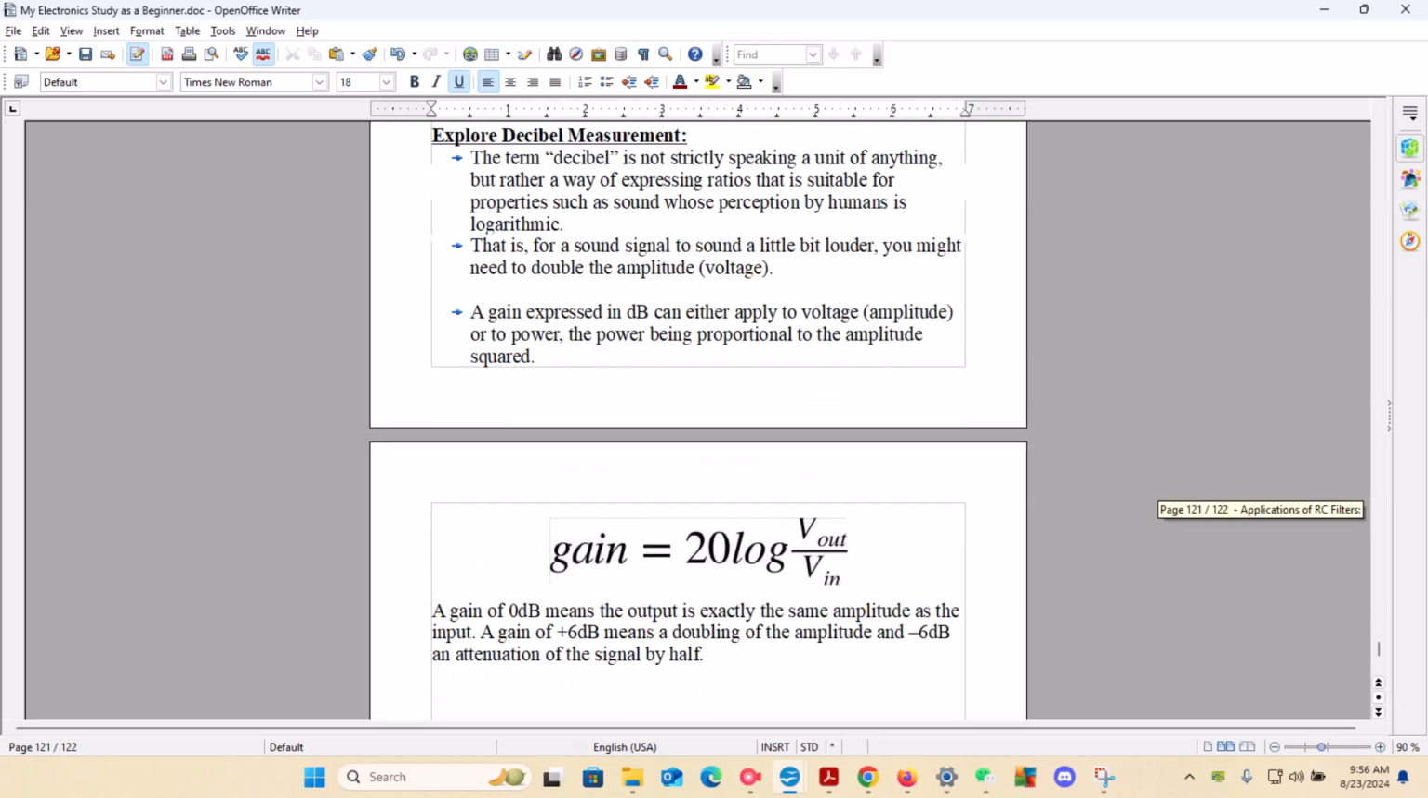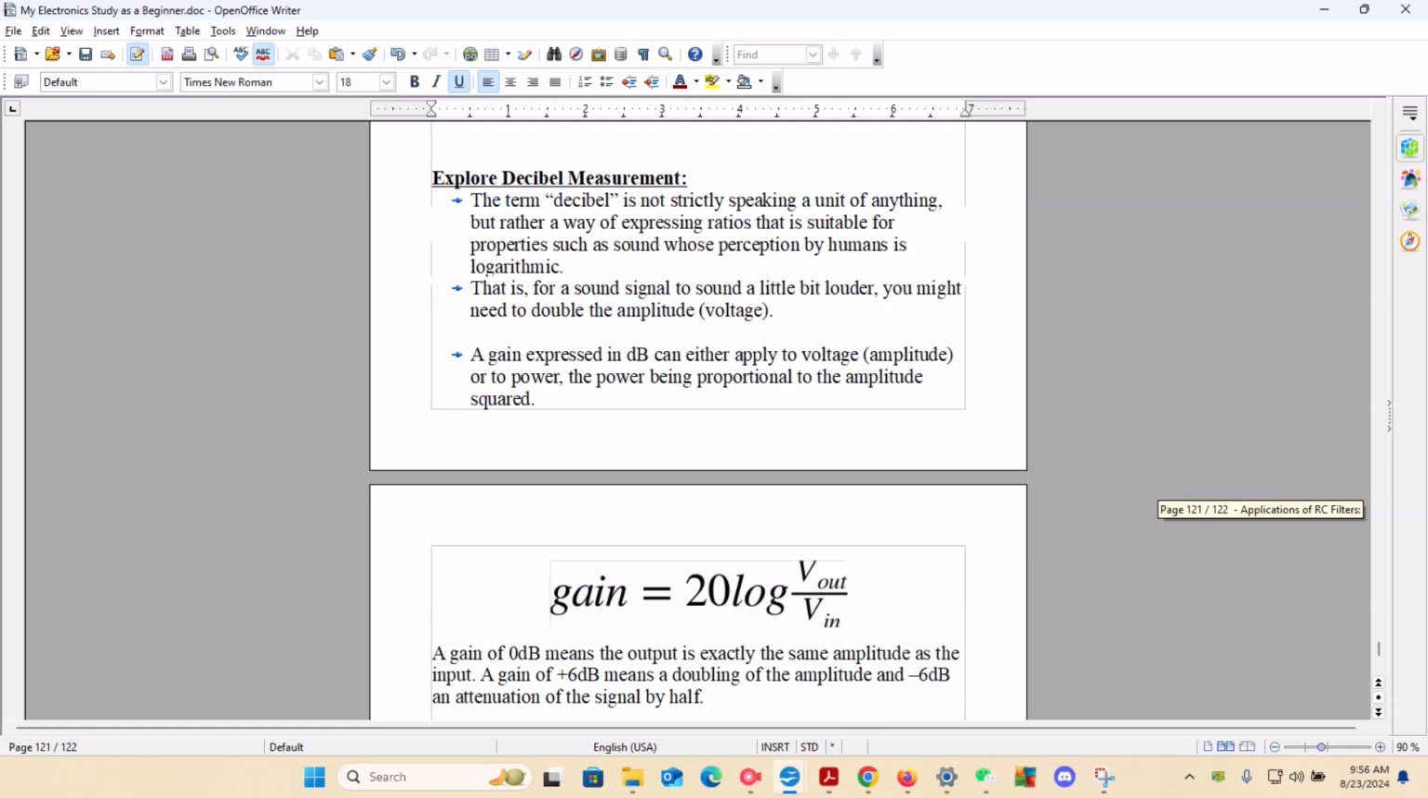That was quite a bit. I recommend going through, looking at the circuits again. But the main thing is to understand that we're dealing with voltage out divided by voltage in times whatever the logarithmic function is, okay? And that will determine our decibels.